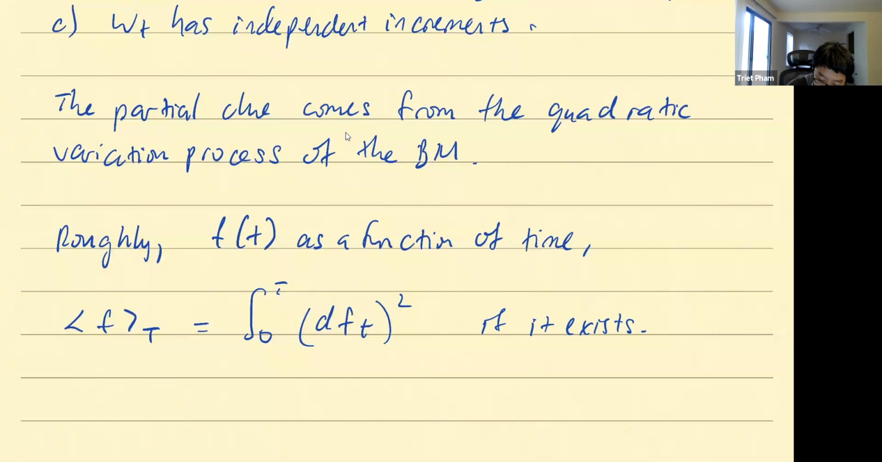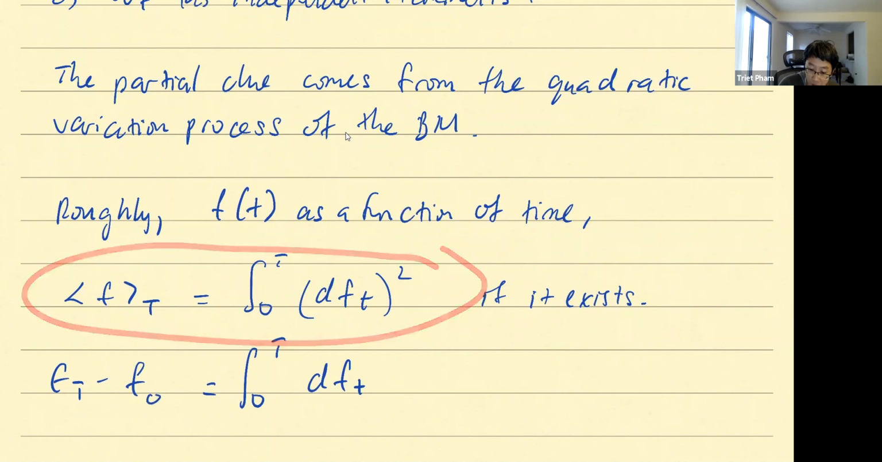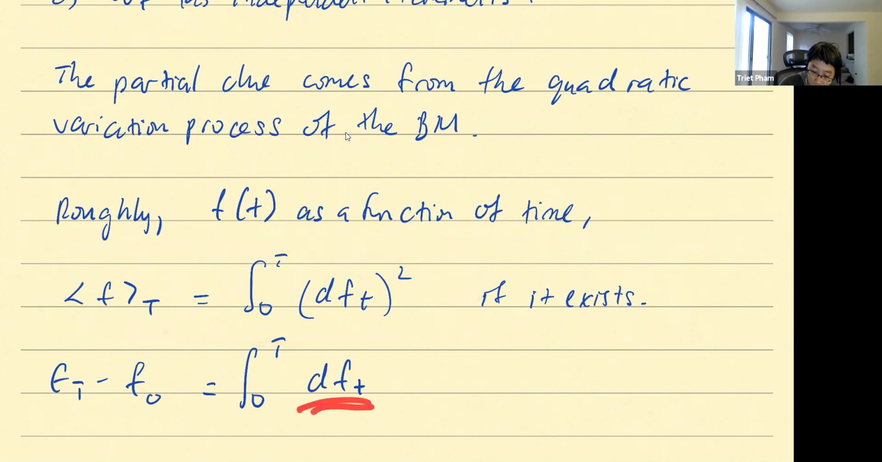So what is this crazy object? It's actually not bad. What are we looking at here when we say df_t? df_t is a small change in the function as time changes. So remember, when we do this, this is nothing but the net change from time 0 to t. So we want to repeat the same, but instead of adding just the change, we add in the change squared.